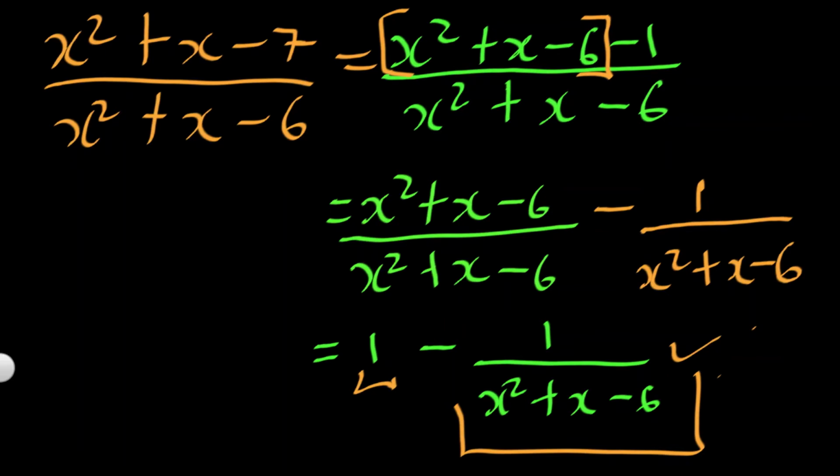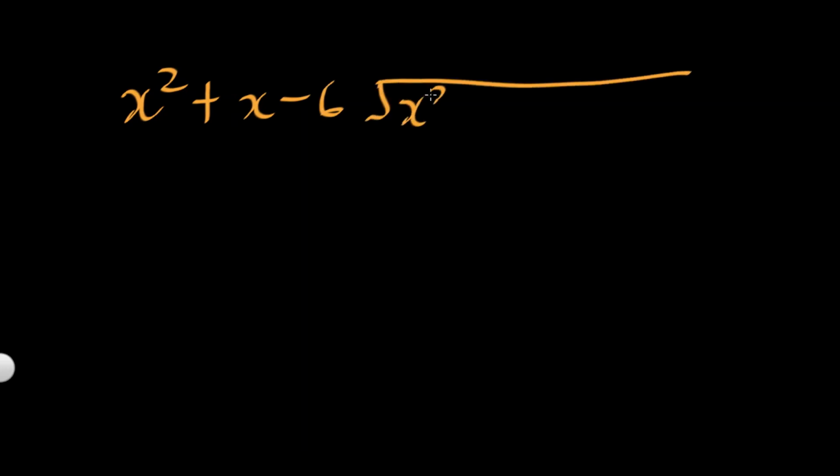Let me try to do the long division. It's quite fast. Please take note of this. Let me use another board. Okay, let me use this board. I'm going to do long division of the same function. So we have x squared plus x minus 6 dividing into x squared plus x minus 7. This is what we have, and everything is in order.